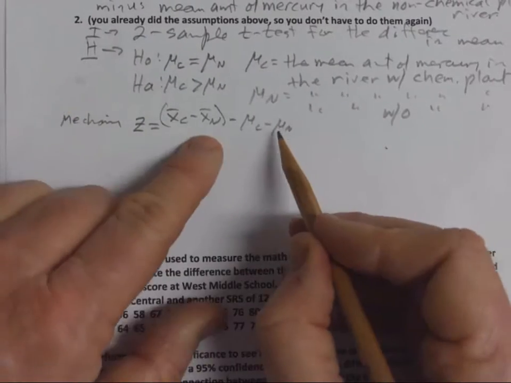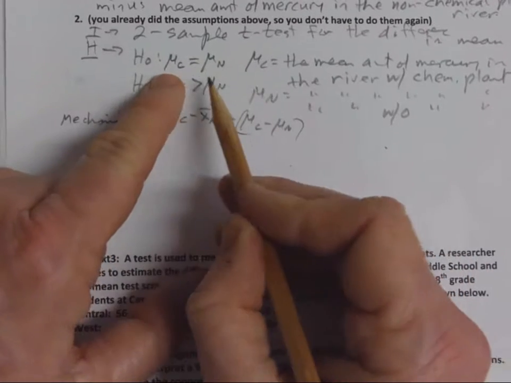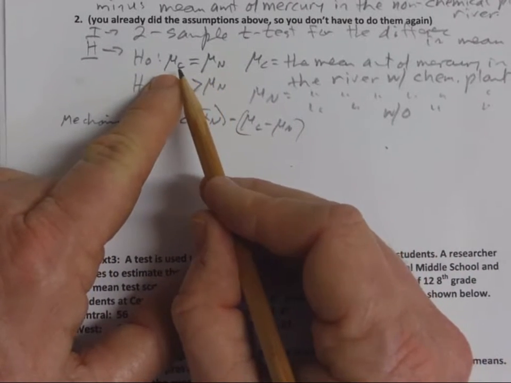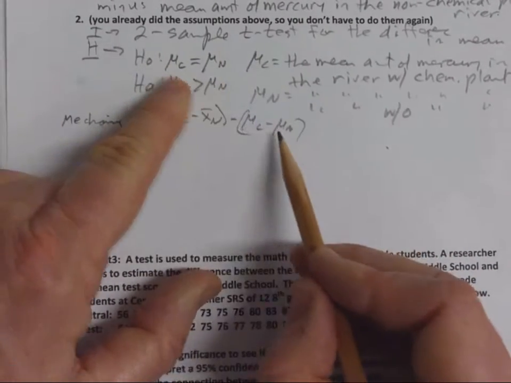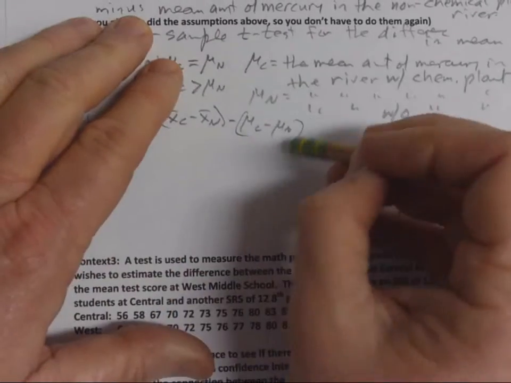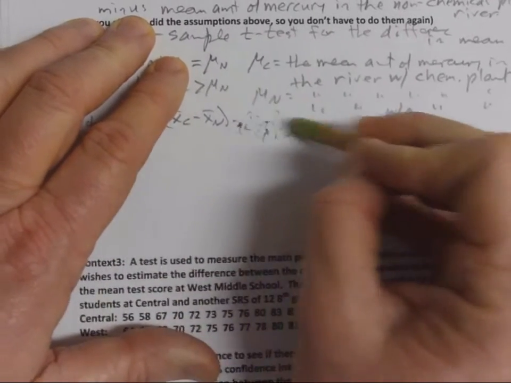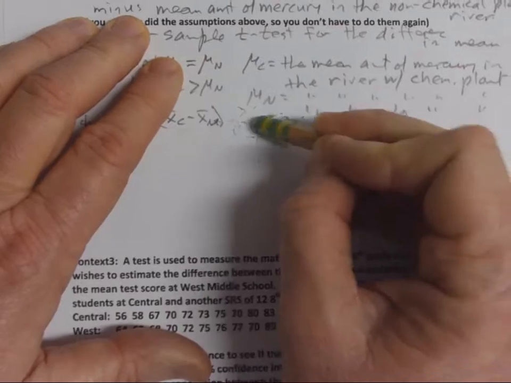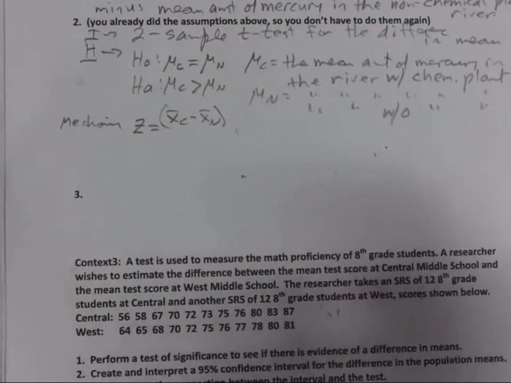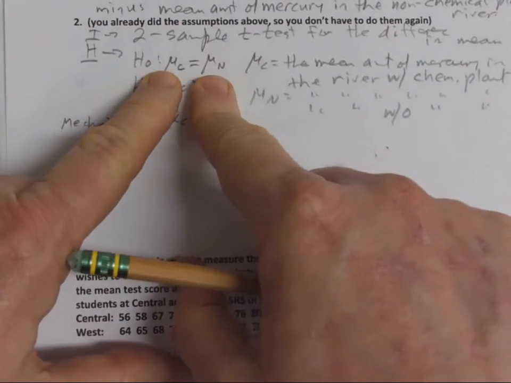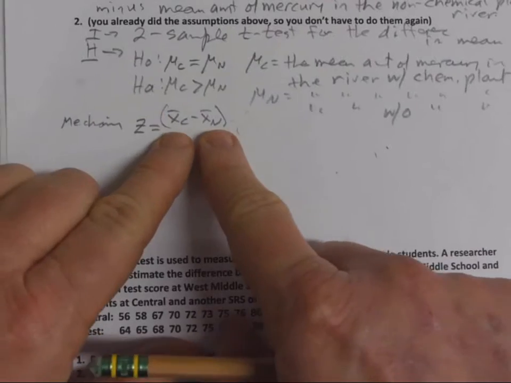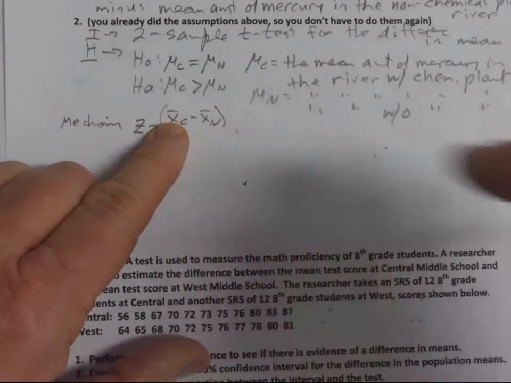Well, guess what? We're doing this hypothesis test assuming the null is true. Assuming the null is true, this thing's going to be 0. So we're just going to erase it. The whole reasoning of this is, if we assume the null is true, if we assume these two means are equal, what's the probability we're going to get sample values as unusual as these?